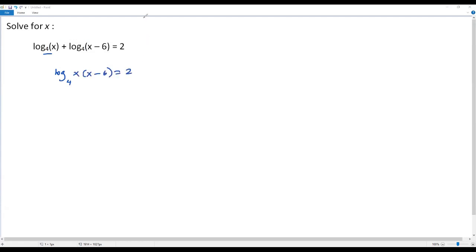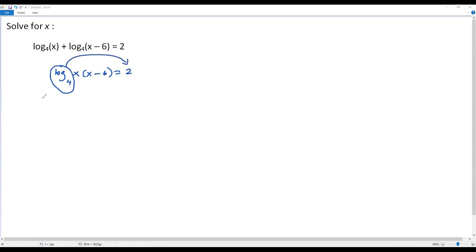Okay, in my next step, I have to convert this equation to exponential form. Actually, this is a logarithmic equation because it contains a logarithm. To solve for x, I have to convert it to exponential form. How do I do that? For that, we have to consider the logarithm along with its base. So here we have a log base 4.